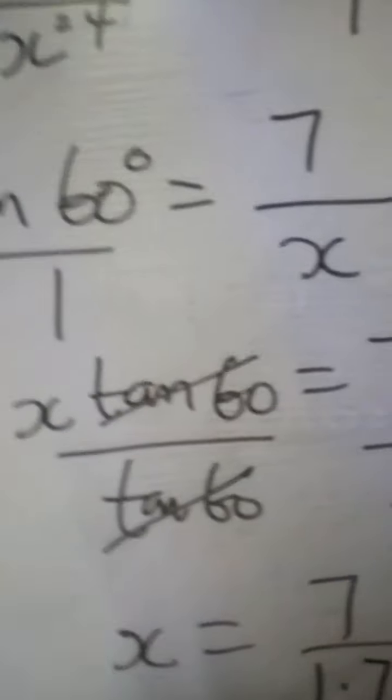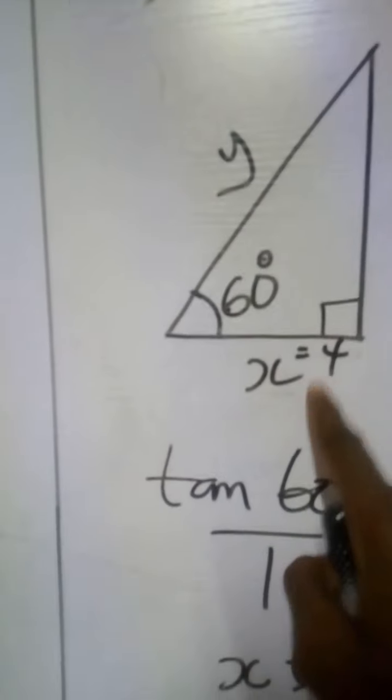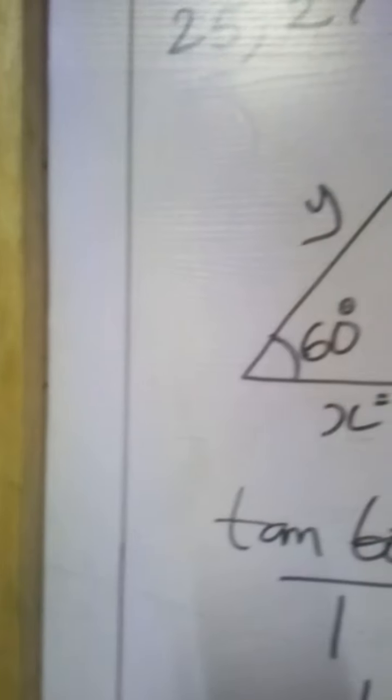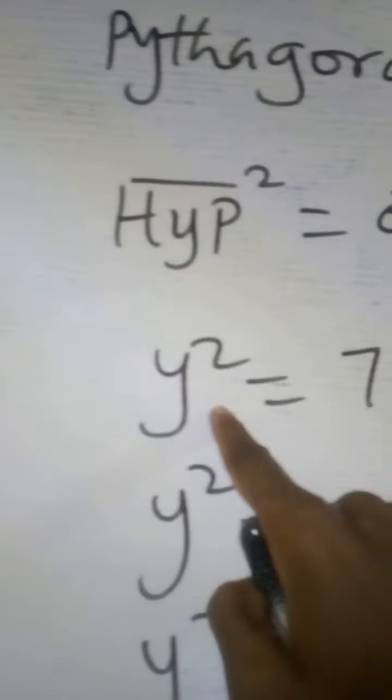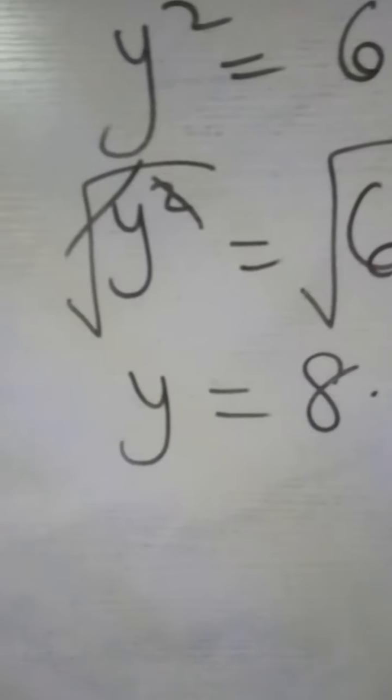So we cross multiply, then we have x to be 7 over this, then we get 4. Then, having found our x, what did we do? We use Pythagoras theorem, which is hypotenuse square equals opposite square plus adjacent square. So we have our hypotenuse as what we're looking for. Then we have the two other sides. We square them, we add them together, then we find the square root, and that gives us the answer.